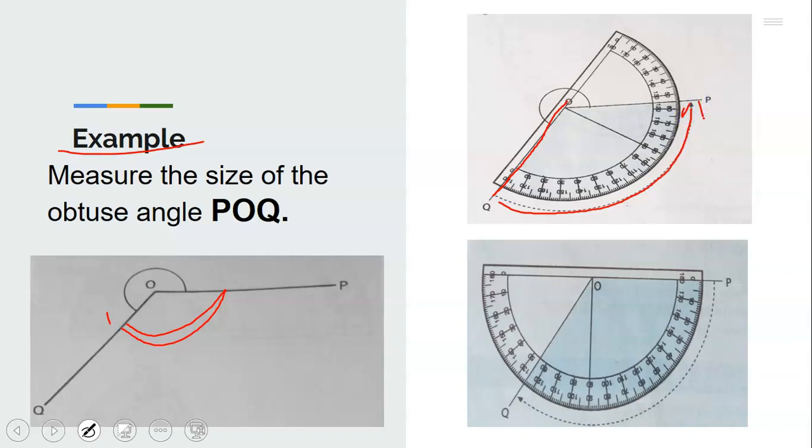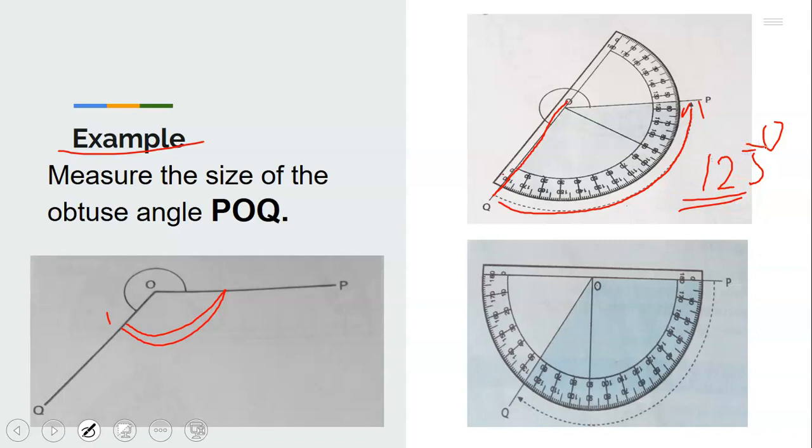You can see this starts from 180 here. You have to use the lower number. 10, 20, 30, 40, 50, 60, 70, 80, 90, 100, 110, 120. You can see it falls on the middle line between 120 and 130. That means our angle equals 125 degrees.